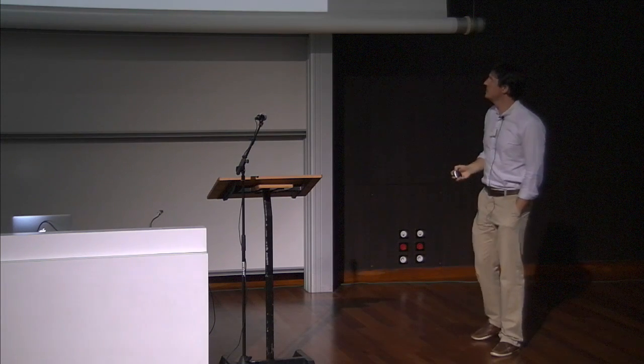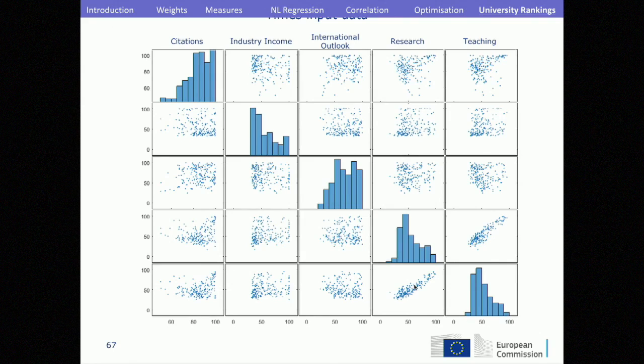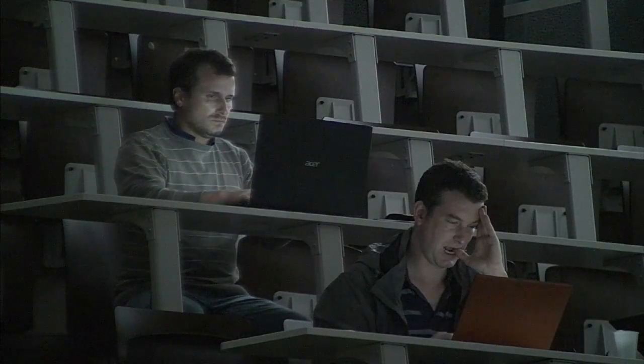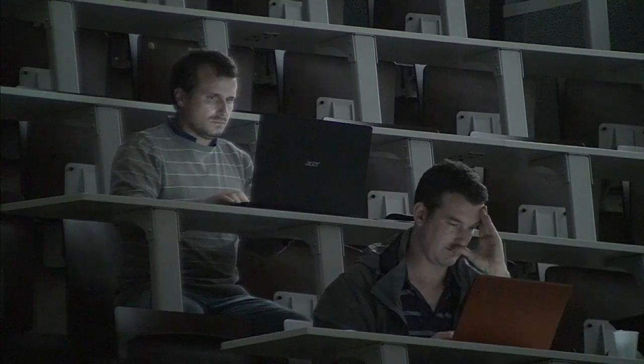If you look at the Times, again, some not terrible distributions at all. And then there's a very strong correlation between research and teaching, much stronger than the rest of the correlations, okay? Or dependence, I'll use the word dependence.